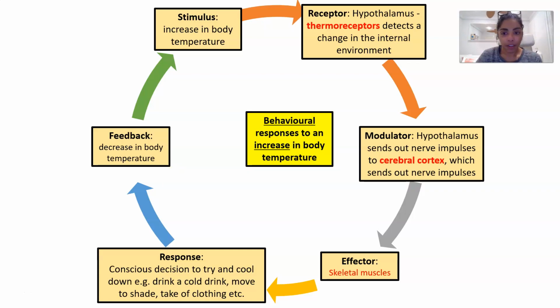Okay, so that should be pretty straightforward for you. The key points here that you need to look at with all feedback loops: labeling each part of it: stimulus, receptor, modulator, effector, response, and then feedback to get back to our set point. Those are important to have in your feedback loops. What you should also be looking at is that the stimulus, like I've said before, is the opposite of the feedback. Okay, and the modulator sometimes is known as the control center. This dictates what happens.